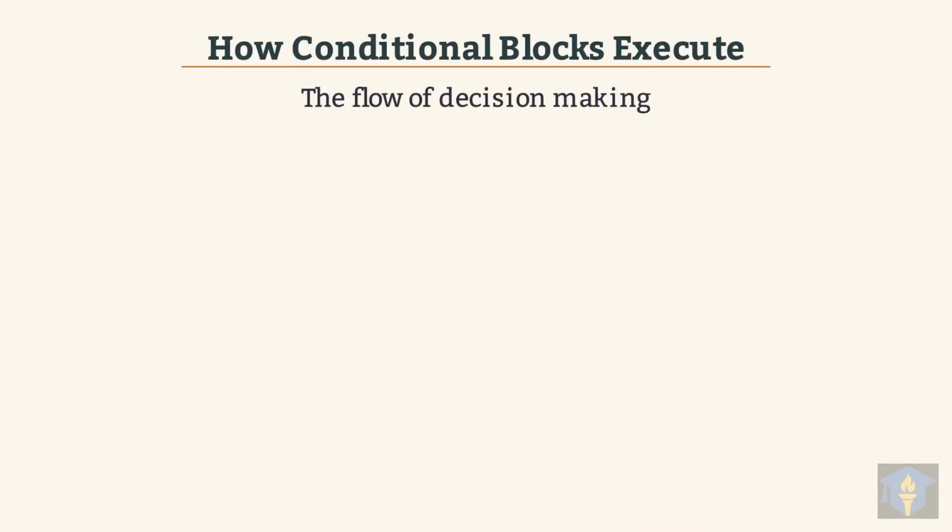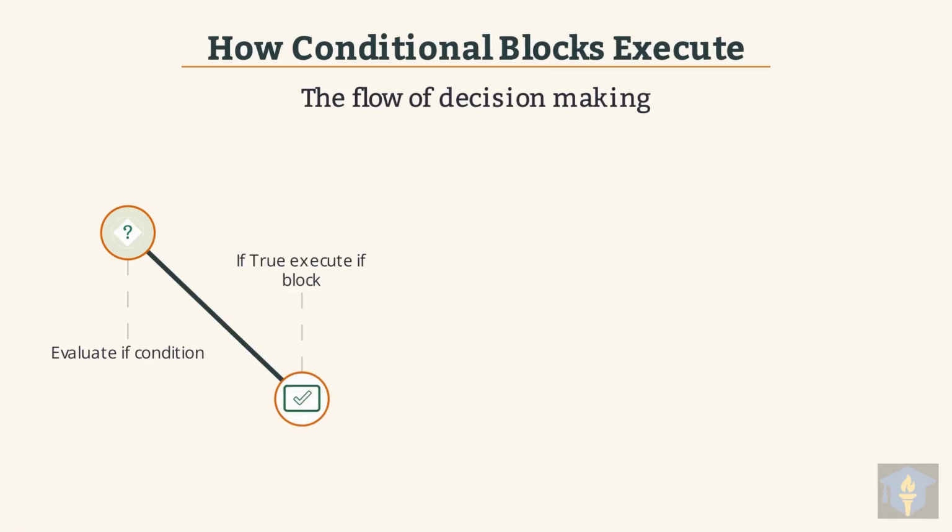This sequential process ensures that your program makes logical choices based on the conditions you define. First, the program evaluates the initial if condition to determine if it is true or false. If the if condition is true, the code within the if block is executed, and the rest of the conditional structure is skipped. Otherwise, if the if condition was false, the program proceeds to evaluate the next elif condition.